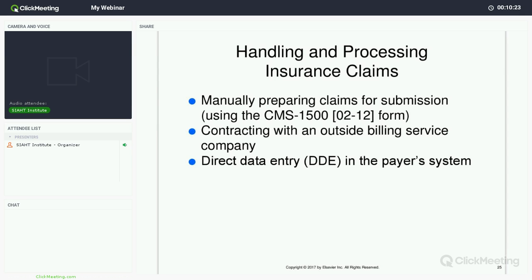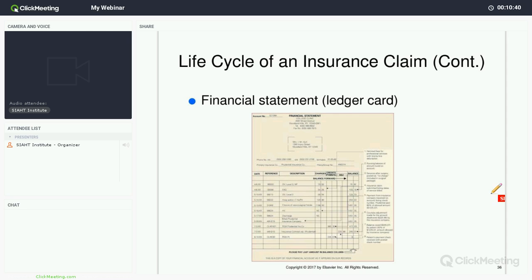So as medical office specialists, when we are filling out the claim forms, we use the CMS 1500 or HCFA form, which is the 1500. We learn an example would be a financial statement, which is a ledger card. An example of the form is the one that consists of all the information for the insurance diagnosis.